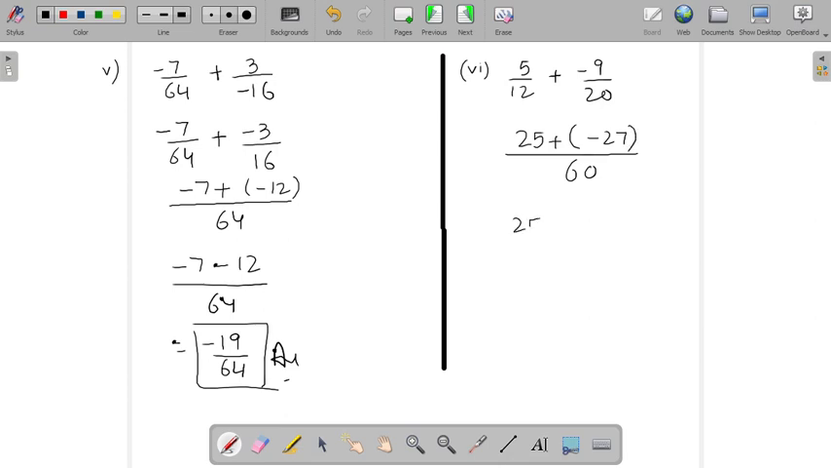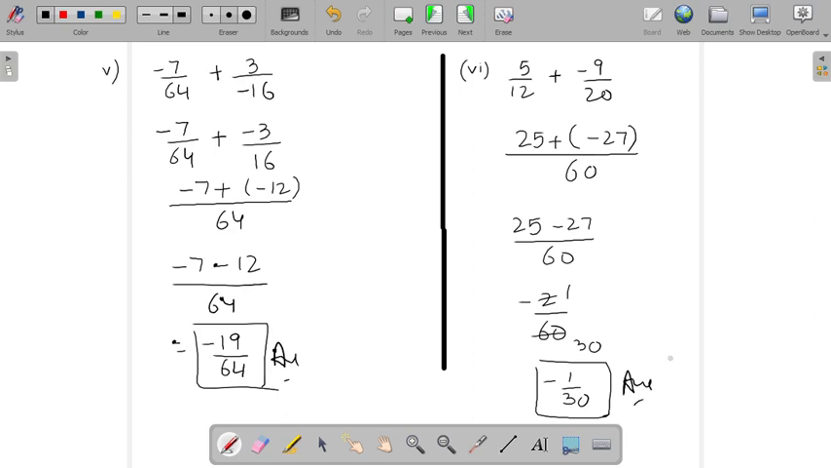Now next step, to open the bracket, plus into minus is minus, so minus 27 upon 60. Now solve it further, so minus 2 upon 60. Now cancel it. You would be getting minus 1 upon 30 as the answer. So wherever you can cancel, convert it into the standard form to get the answer.